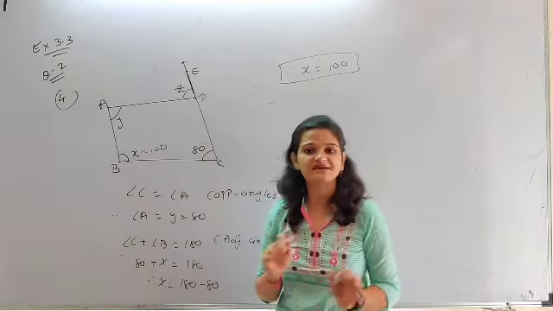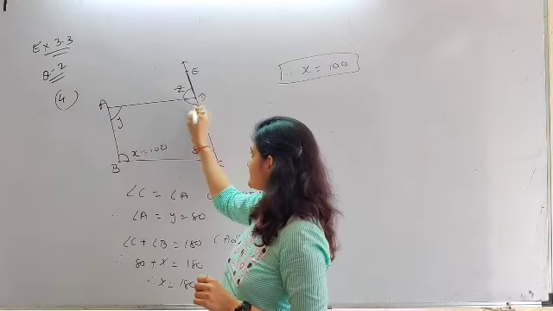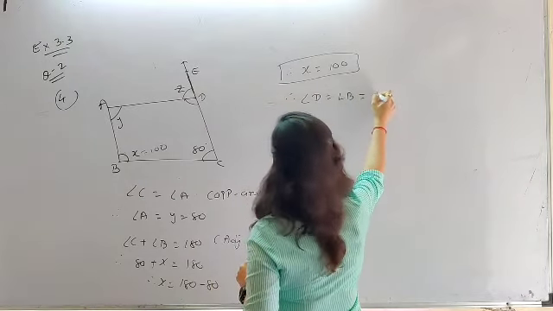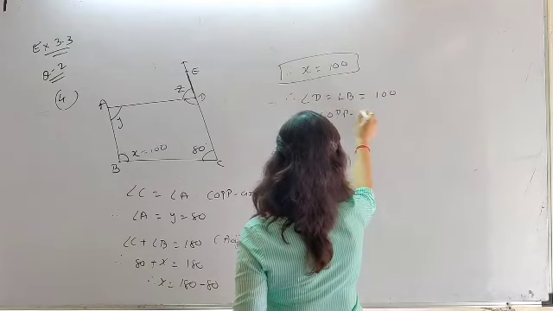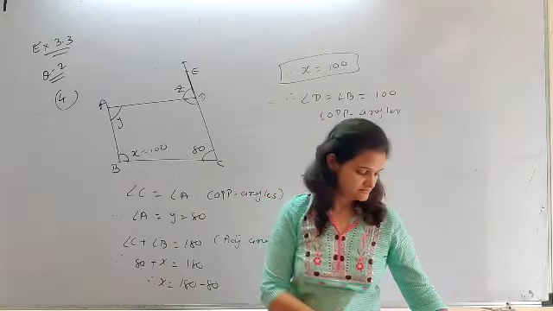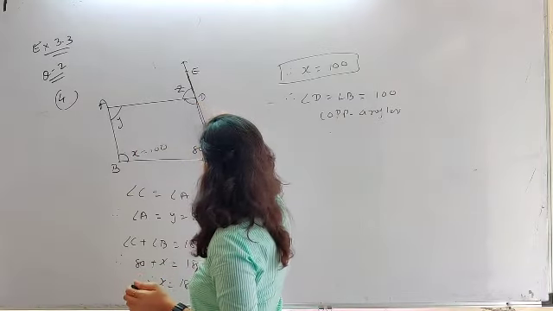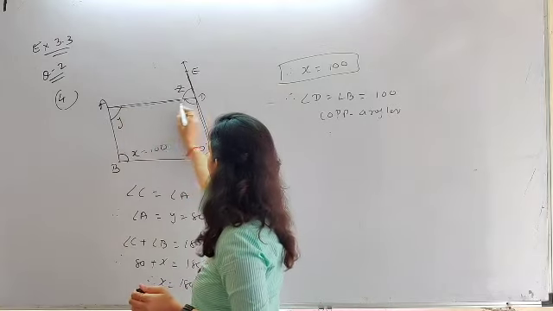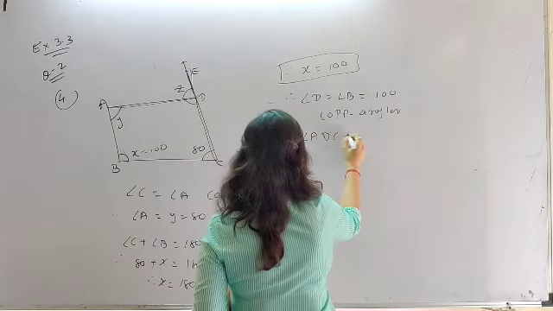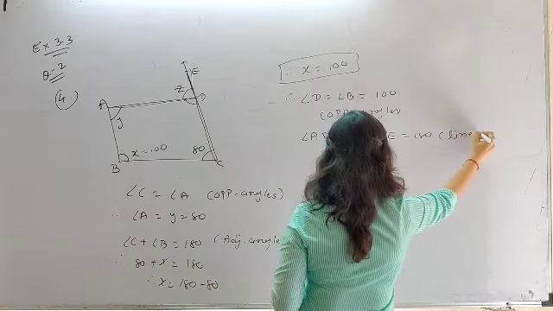Now we have to find z. So we got x is equal to 100. Now we can find this side. So angle D is equal to angle B is equal to 100. They are opposite angles. Now angle ADC plus angle ADE is equal to 180. They are a linear pair of angles.